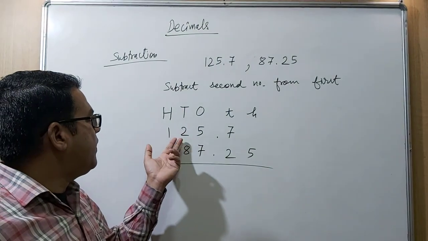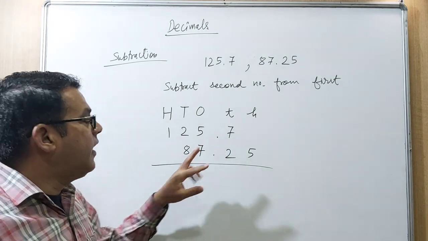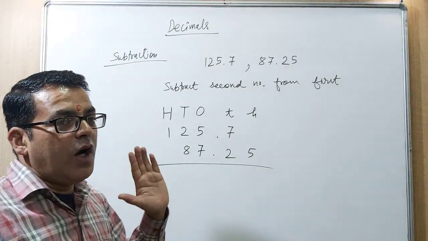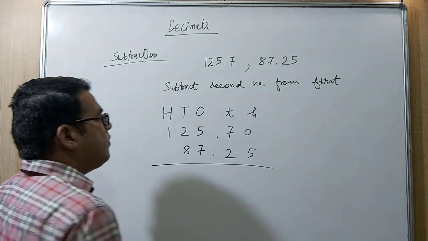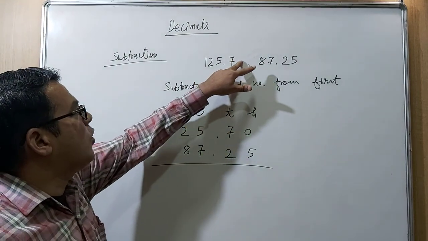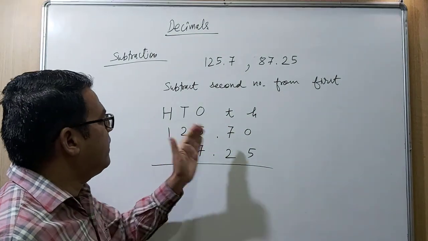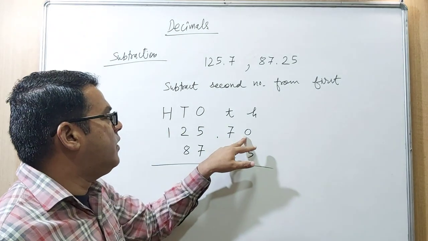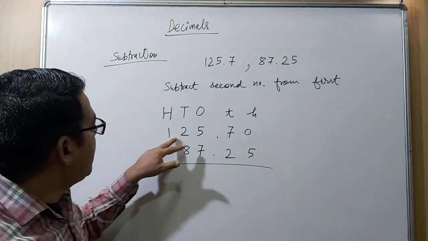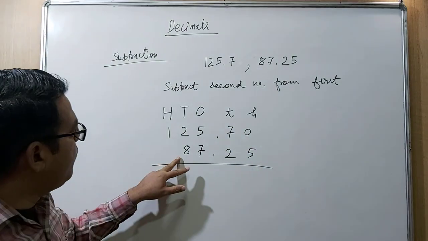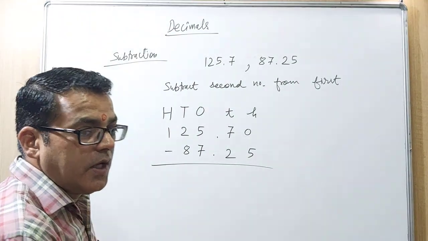So you can see here in first 125.7, there is only one digit after this decimal point. And here you can see two digits we have. So how we can make like decimals? So if we put 0 here, since we know that hundredth place is not given here, so we can write 0 here. The value of this number doesn't change if we put 0 after decimal point. Already we discussed it. So we can write it now 125.70 and second number already we have 87.25. Now we can subtract since these two numbers are like decimals.